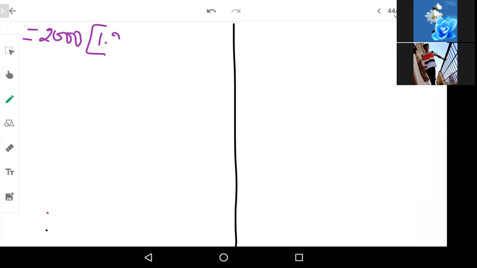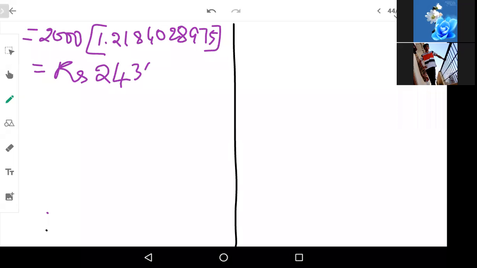Okay, 1.2184028. Okay, that's a long number. Now multiply that with 2000. Yeah, correct. Thank you for the information. Multiply that with the 2000 and say me the answer. It will be rupees 2436.8058. So this will be the answer for quarterly. Very good. Correct answer. Everybody has given correct answer.